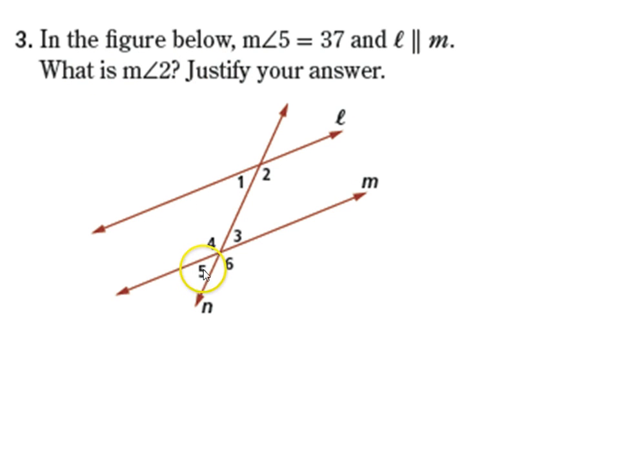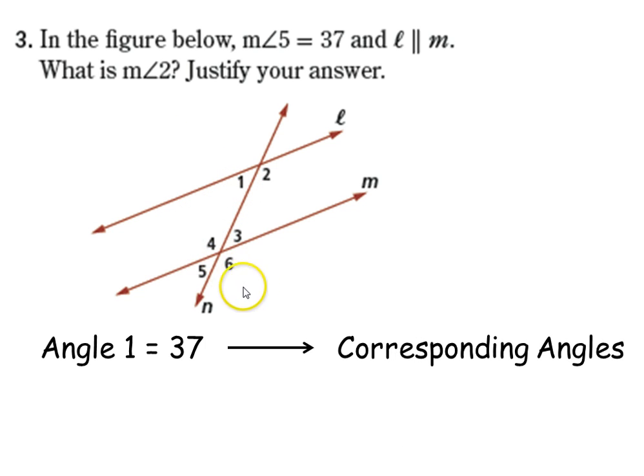So we know that this angle right here is 37 degrees. Knowing what I know about parallel lines and transversals, if angle 5 is 37 degrees, angle 1 must be 37 degrees. How do I know that? Because that's a corresponding angle, in particular a corresponding angle with respect to parallel and transversal lines. So angle 1 is 37 degrees, but I don't want to know angle 1, I want to know angle 2.